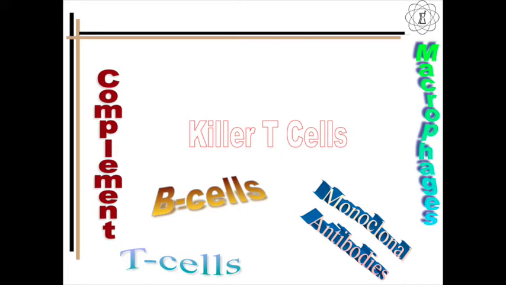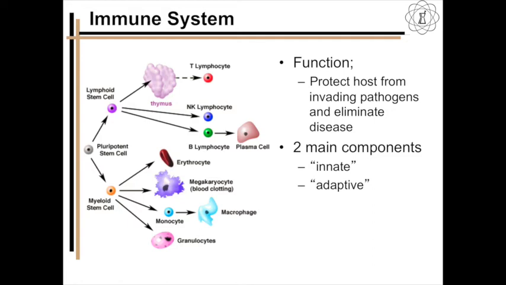The human immune system is quite an amazing apparatus because it really does a lot in terms of protecting you from the weird, crazy things that you might expose yourself to as you live your daily life. The immune system's function is to protect the host from invading pathogens and to eliminate disease. When we describe it, we really describe it in two ways, both the innate and the adaptive immune system.